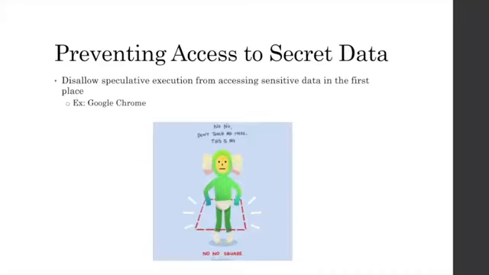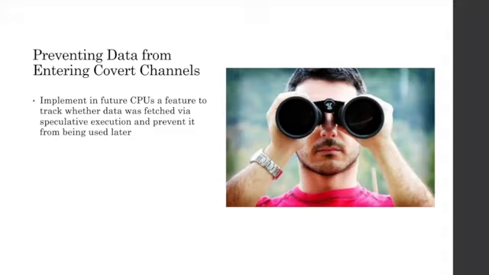Another proposed method is to disallow speculative execution from accessing sensitive data in the first place. For example, Google Chrome implemented site isolation, where each website runs in a separate process, so a Spectre attack in one site cannot access memory of another site. Even if speculative execution occurs, the attack only works if secret data enters a covert channel like cache state changes. No current processors have this capability, but future processors can track whether data was fetched via speculative execution and prevent it from being used later.